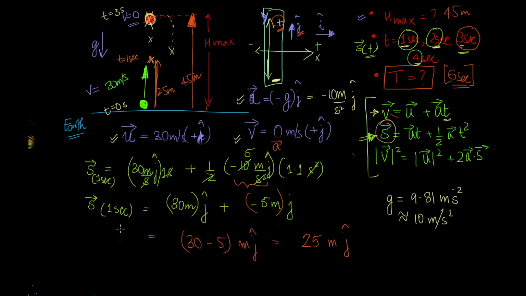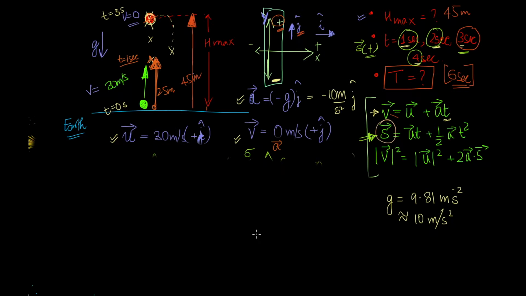So this is what s of 1 second would look like. This is the displacement vector, from the original position to the final position at 1 second. That is your vector of 25 meters in magnitude in the positive j direction. So that is how you would go about it. We can do this similarly for 2 and 4.